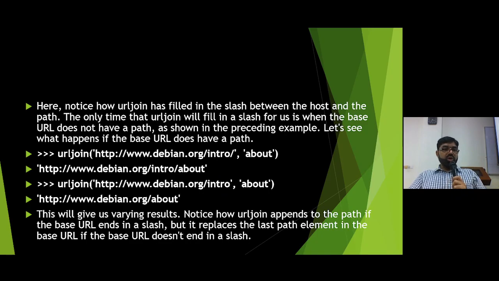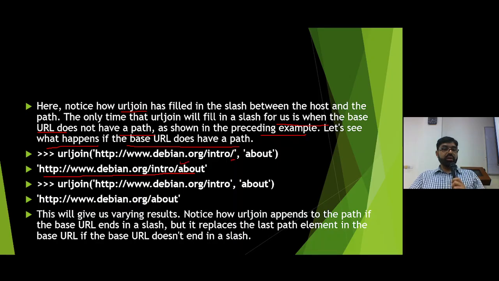Hence, we notice how urljoin has filled in the slash between the host and the path. The only time urljoin will fill in this slash for us is when the base URL does not have a path, as shown by the preceding example. Let's see what happens if we have a base URL with a path. Suppose urljoin with debian/intro/ and then about. You see that it does not add another slash because it's already there.